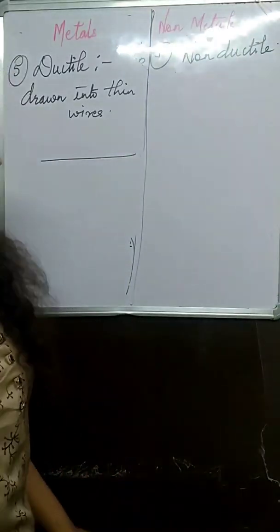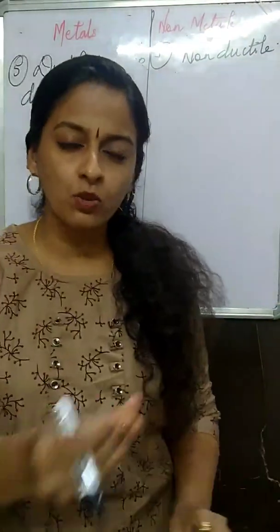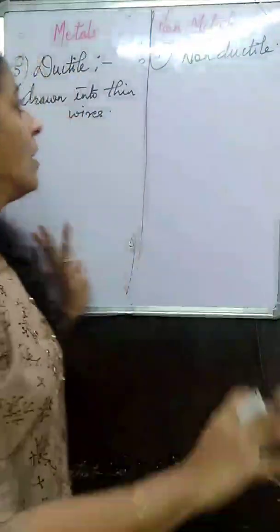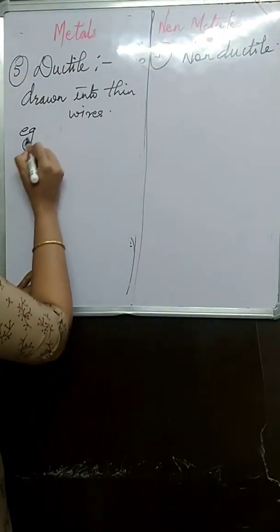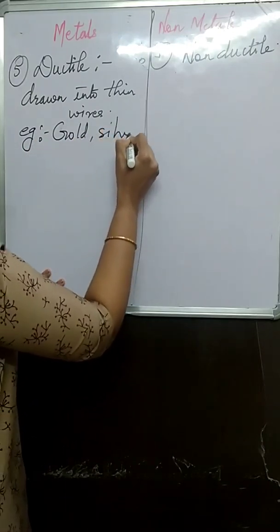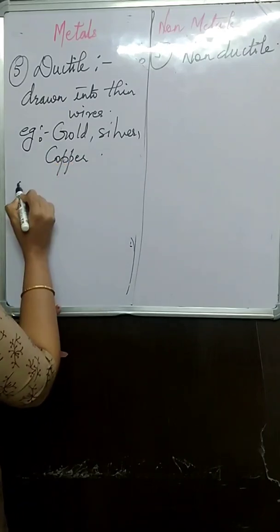They are non-ductile. Most of the non-metals, again use your common sense, they are mostly gases. How can they be drawn into thin wires? Not possible. Okay. So metals are ductile, drawn into thin wires. Example, gold, silver, copper wires we are very much aware about. Okay, these are the examples.